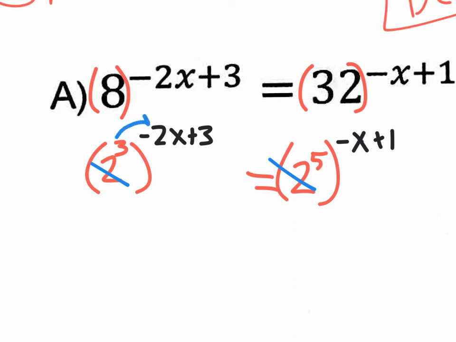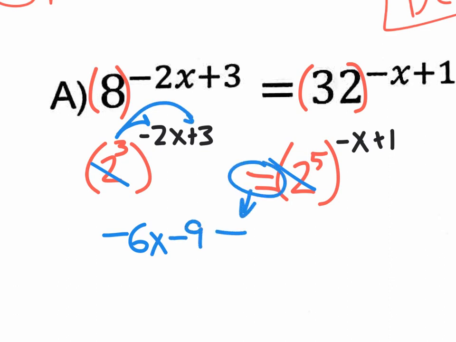3 times negative 2, that's negative 6, and of course it has an x. 3 times 3, it's going to be a negative 9. And of course the equal sign is going to come straight down, so we have negative 6x minus 9 equals 5 times negative x, that's negative 5x, and 5 times positive 1, that's positive 5. So we have a simple algebra 1 equation now. Let's get the x's to one side.